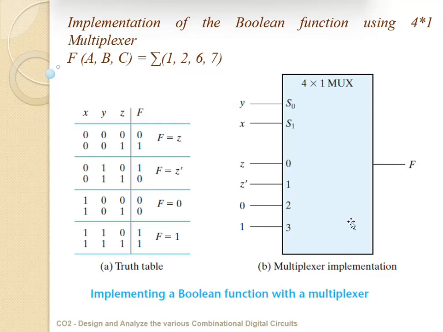So the multiplexer has 4 inputs, 2 select lines, and the function output. I0 is equal to Z, I1 is equal to Z dash, I2 is equal to 0 and I3 is equal to 1. The select lines S1 and S0 are nothing but X and Y, and we obtain the final function. So with a 4 cross 1 multiplexer, we implemented the function summation of 1, 2, 6 and 7.